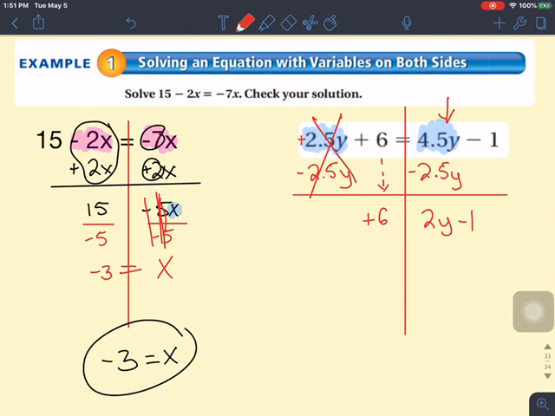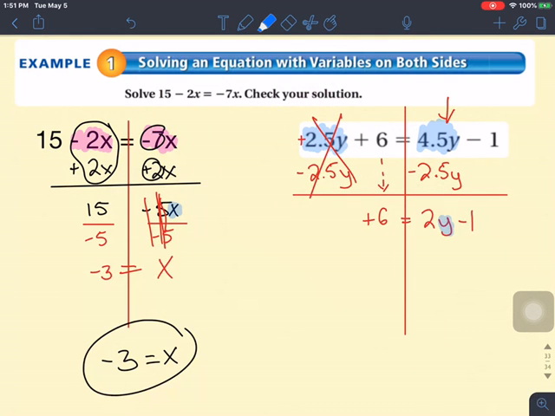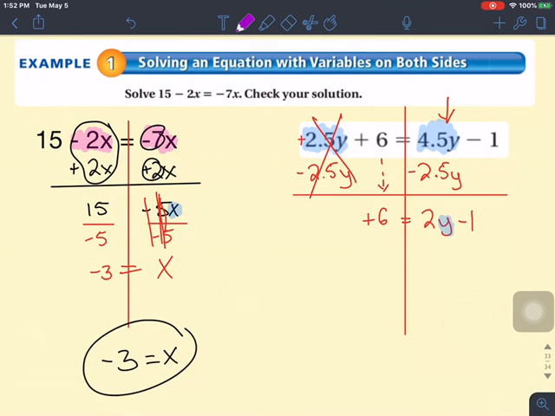So that one move gave us a 2-step equation. You can see that there are 2 steps. And so find the variable. Here it is. It's y. And so we have 2 things happening to it. We're subtracting 1, and we're multiplying by 2. So the inverses: the inverse of minus 1 is plus 1, and the inverse of times 2 is divided by 2. So we're going to add 1 to both sides, then we're going to divide by 2 on both sides.